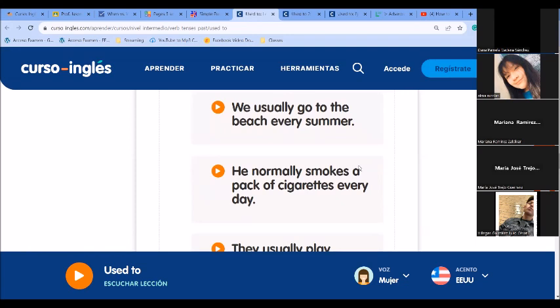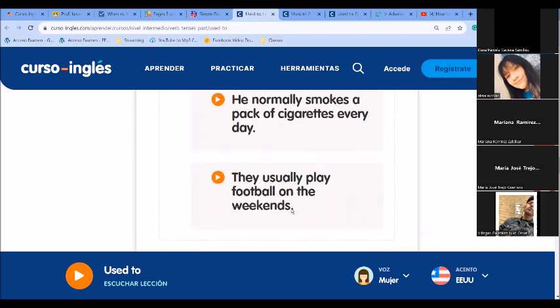We usually go to the beach every summer. We normally smoke a pack of cigarettes every day. They usually play football on the weekends. All right. All habits that are true now. Hence, we cannot use the past.